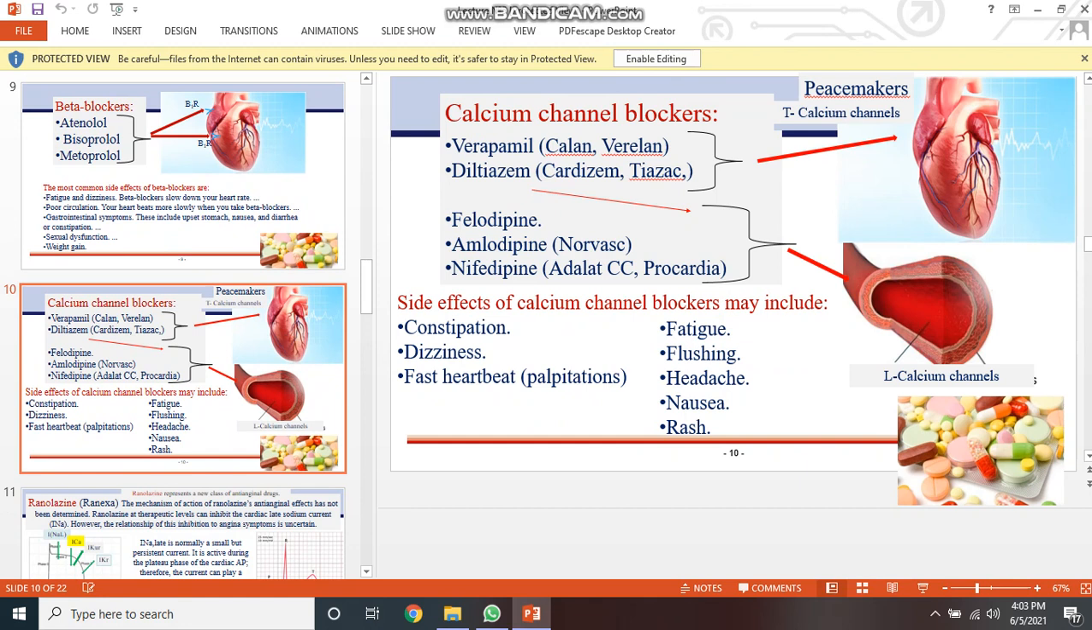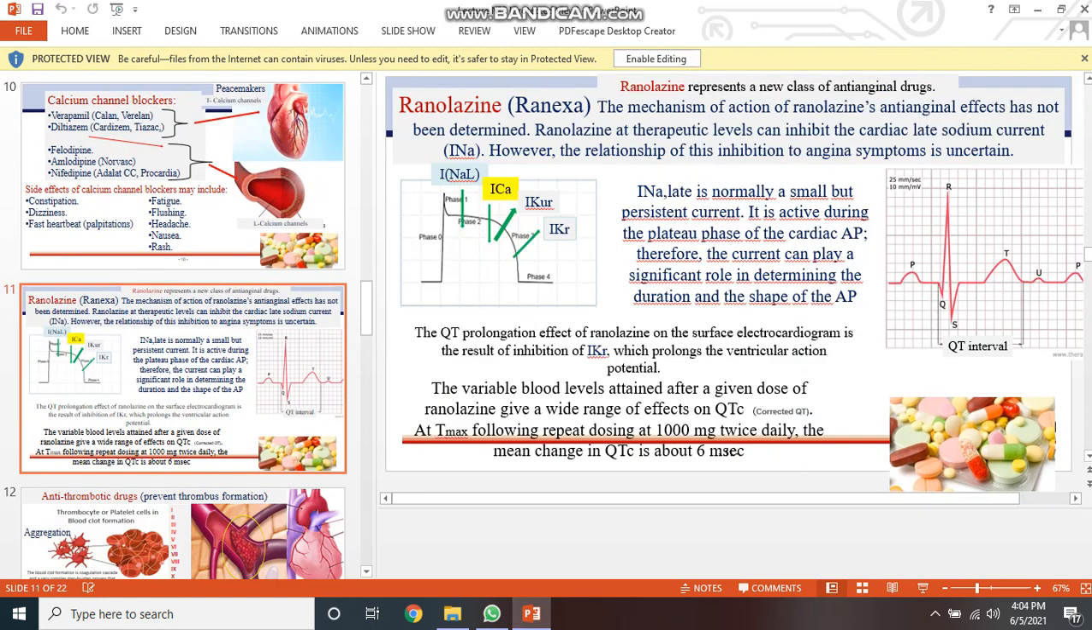Other one is the calcium channel blocker. In this we can see verapamil, that is Calan and Verelan, diltiazem, that is Cardizem and Tiazac, felodipine, amlodipine and nifedipine. Amlodipine is Norvasc, and nifedipine is Adalat CC, Procardia. Side effects of calcium channel blockers may be constipation, dizziness, fast heartbeat, fatigue, flushing, headache, nausea and rash.